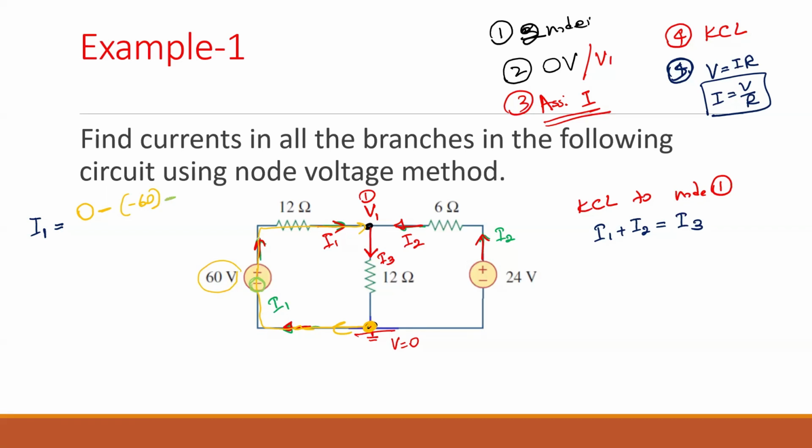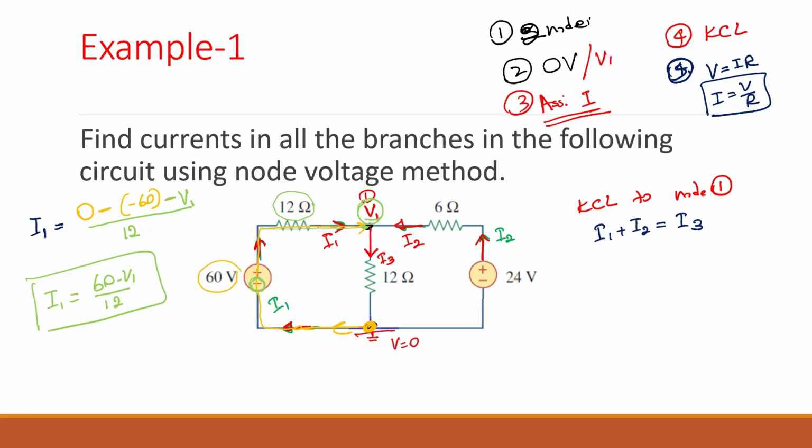Then we are stopping at this point. That point's voltage is V1, so we are minusing a V1. Then we divide by the resistor along that path. If you have many resistors in series, you can add them together. But here we only have 12 ohms. So if you simplify this, you can say (60 minus V1) over 12 is our I1. Do you guys agree with me? Does that make sense?